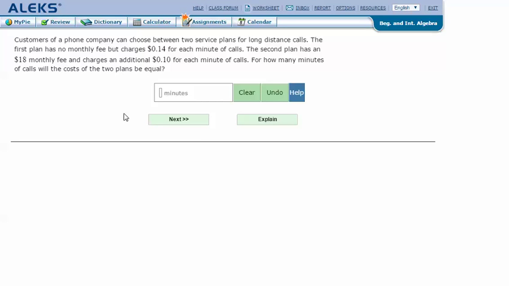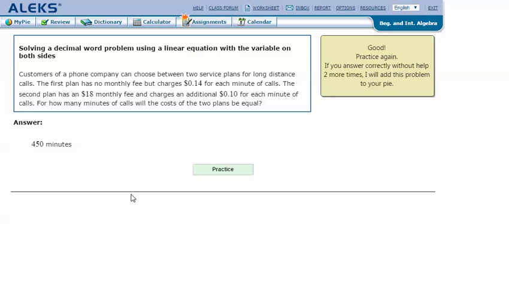In my ALEKS screen, type in the answer that I got in my notes, 450, and click Next. And it says that I got the correct answer.